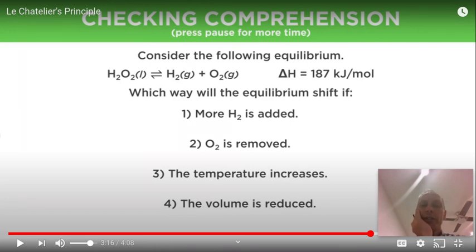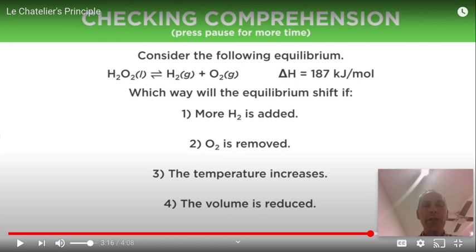Temperature increases. So this one's tricky. Temperature, delta H is positive 187. That means it's endothermic, so temperature would go on the reactant side. If we increase temperature, it will try and decrease it by moving forward. And then the last one, volume is reduced.